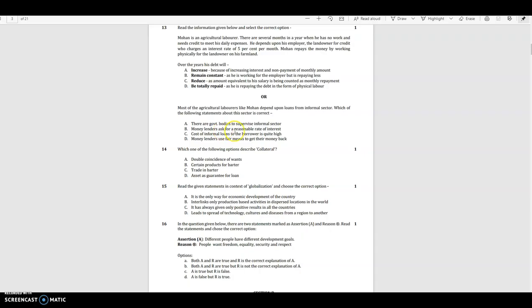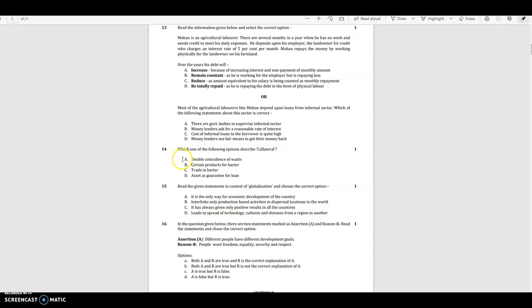Money lenders ask for a reasonable rate of interest. Cost of informal loans to the borrower is quite high. Money lenders use fair means to get their money back. So which statement is correct about this informal sector? The answer is C, cost of informal loans to the borrower is quite high.